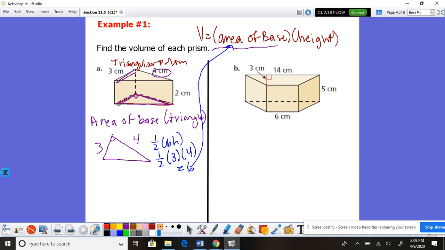So the overall volume of this thing is the area of the base, which is 6, times the height. Remember, the height is the distance between the two bases. So here's a base on top, here's a base on bottom. The distance between them is 2. So our answer would be 12, and then don't forget your centimeters cubed.